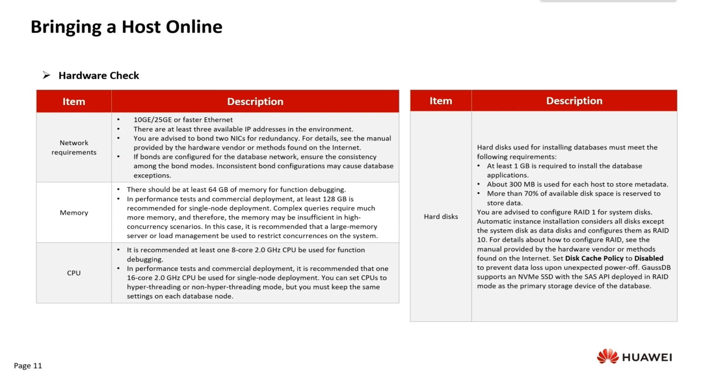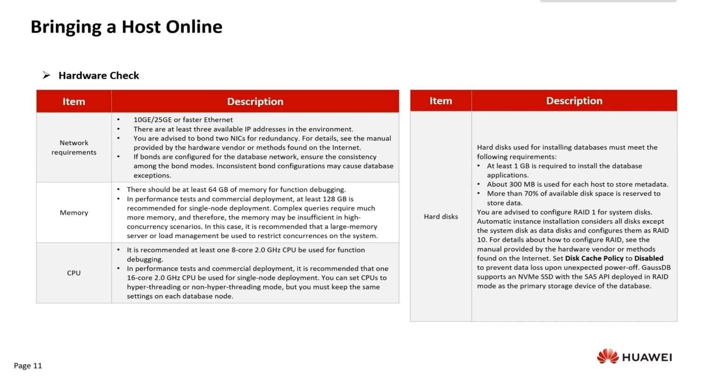These are hardware check items. The network must be 10G or 25G Ethernet. Two NICs must be bonded for redundancy. The memory must be at least 64 GB. In the production environment, the memory must be higher. It is recommended that at least one 8-core 2.0 GHz CPU be used for function debugging. In commercial deployment, it is recommended that one 16-core 2.0 GHz CPU be used. The CPU settings must be the same on each node.